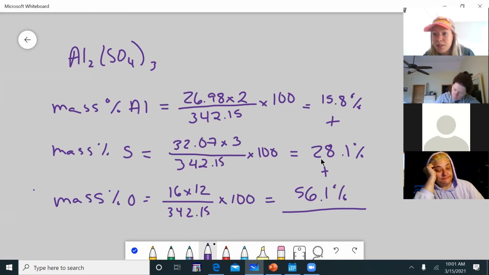Now, ideally, when I add these 3 together, what should my total be? It should be 100%, right? Because there's no other things that we have to take into account. So 56 plus the 28.1 plus the 15.8, and I get 100%. Okay, so that's one way to check. Some people will deduce that, oh, if I've already figured out aluminum and I've figured out sulfur, I should really easily be able to figure out the oxygen. I could just subtract these from the 100. You could do that as well.